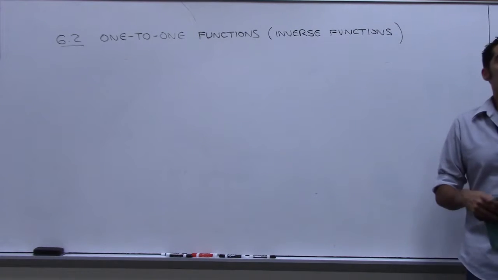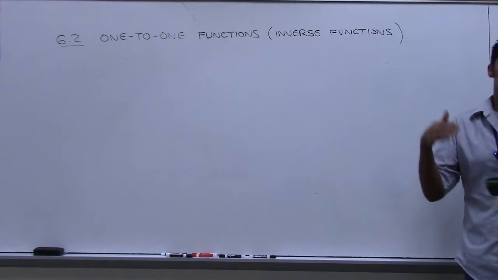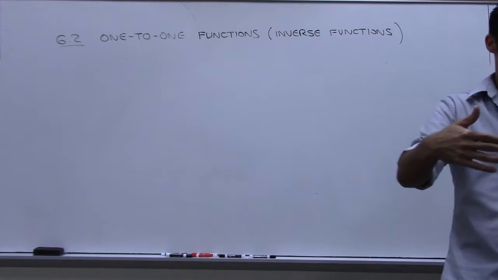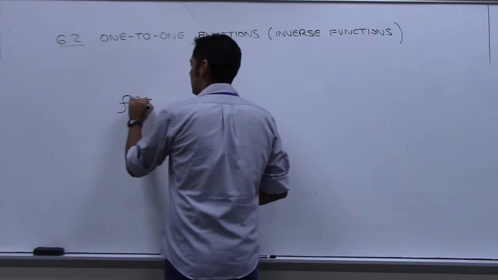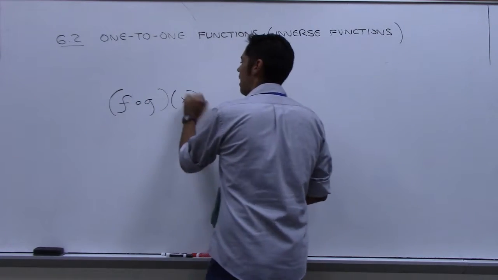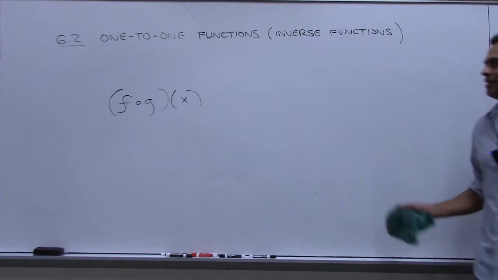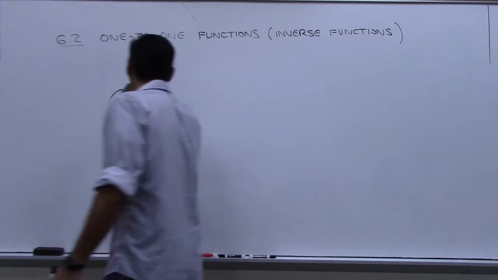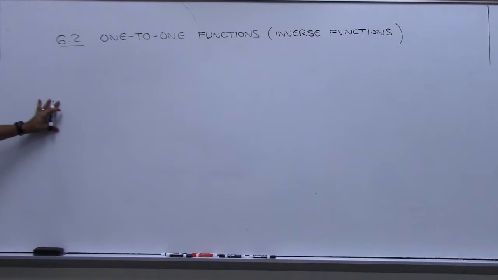Okay, so we were talking about functional composition last time and how you can put two functions together. You put one function inside the other one, right? And we had these things like this. Remember that? Yeah, f of g and g of f, and f of f and all that. So we're going to use that today when we're talking about what are called one-to-one functions.